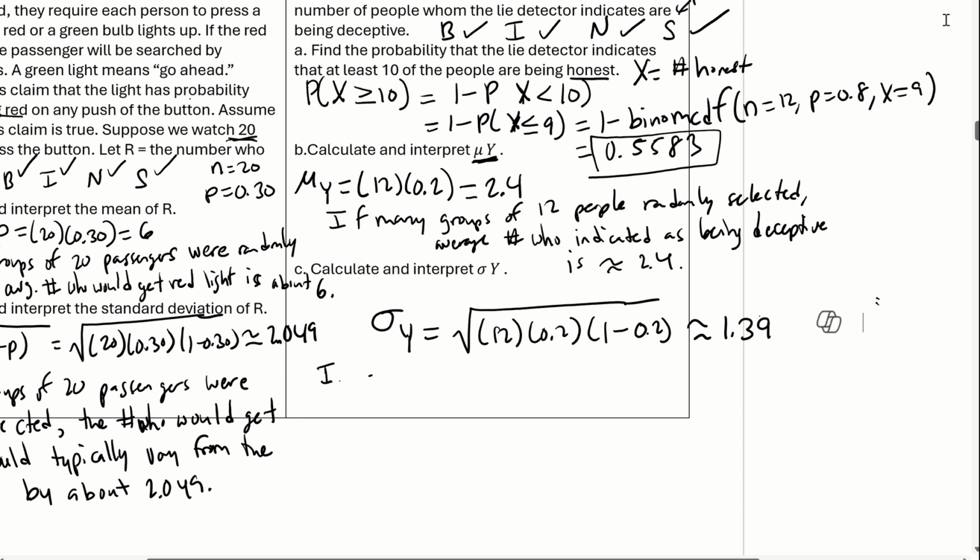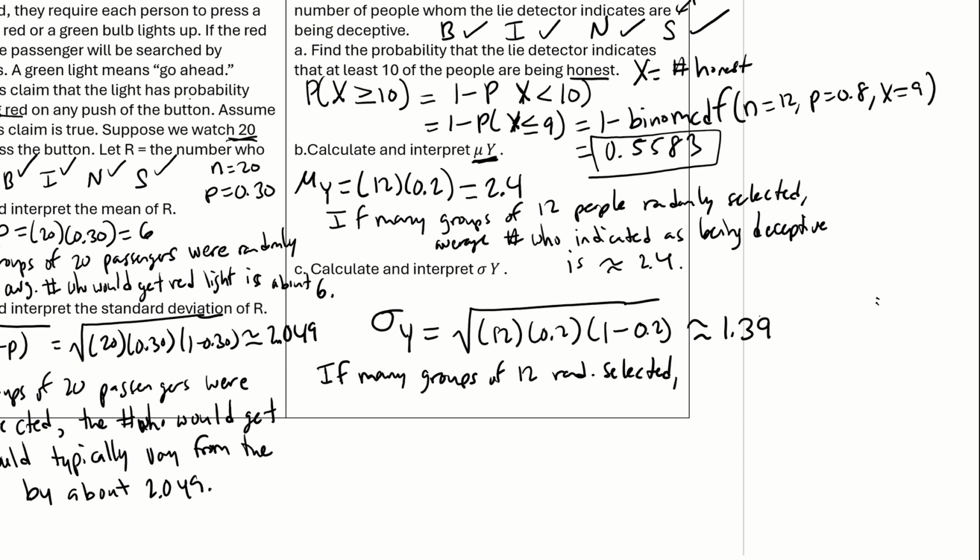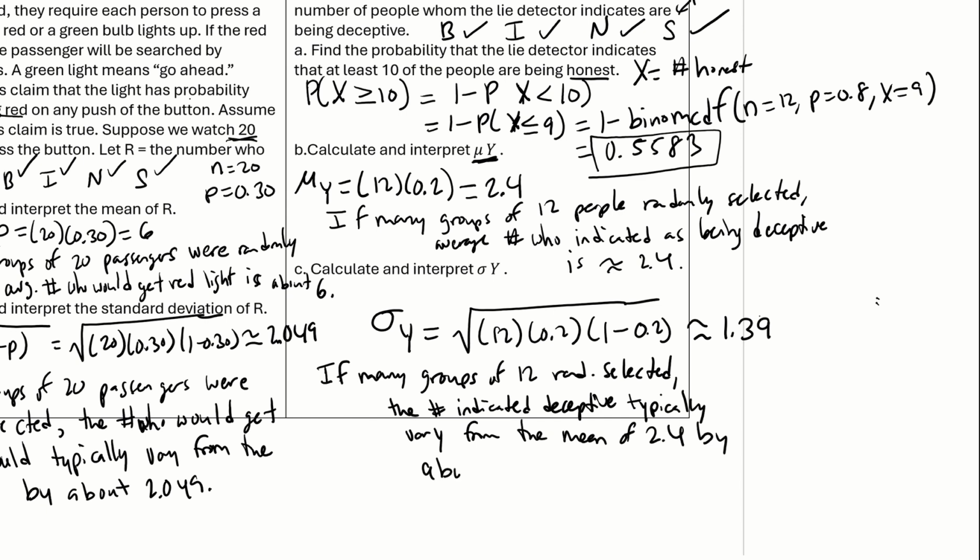It's not letting me type here for some reason. So if many groups of 12 are randomly selected, the number indicated deceptive would typically vary from the mean of 2.4 by about 1.39.